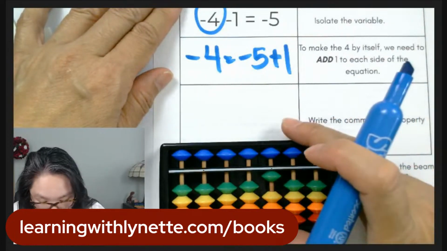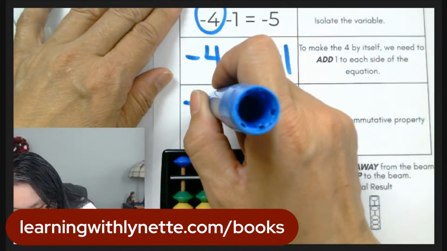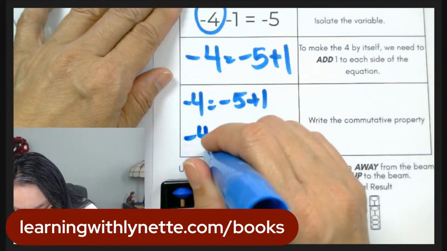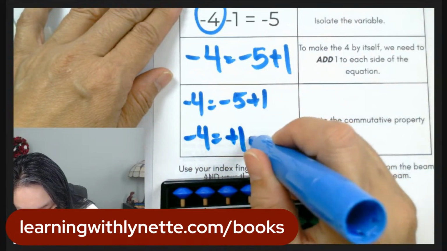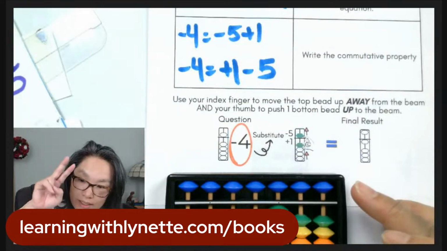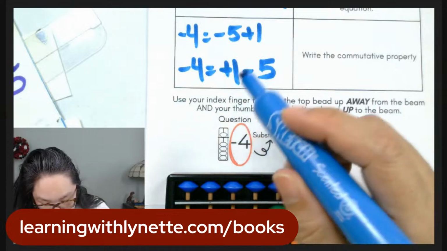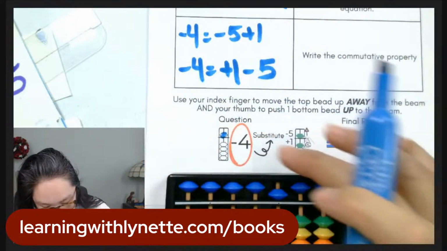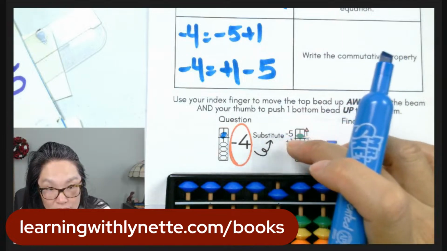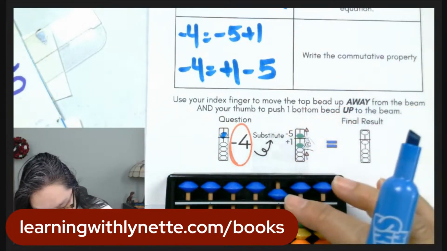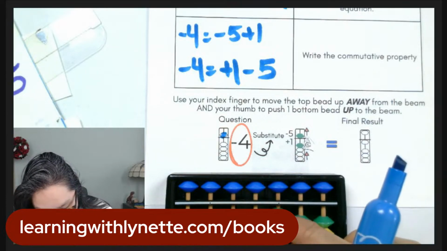And now we write our commutative property. Minus 4 is equal to minus the 5 plus the 1. Or it can be minus 4 is equal to plus the 1 minus the 5. So this is about understanding that they can be in any order. So here's my question. We have the 5 and we want to subtract the 4. When we subtract the 4, we need to substitute minus the 5 plus the 1. So I'm going to take away the 5, and we're going to add the 1.